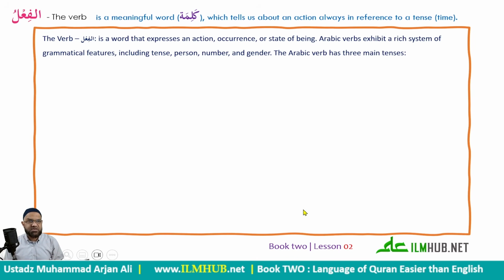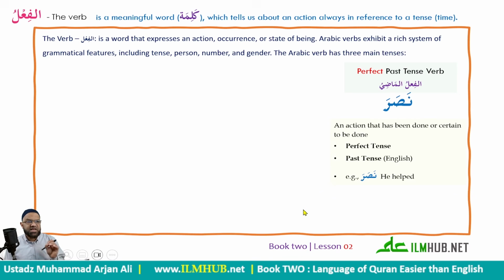So the three main tenses in Arabic are, firstly, al-Madi or al-fi'l al-Madi, the perfect tense verb. I'm going to translate it as perfect tense because even though it is very similar to the English past tense, it has some other connotation in it. So nasara means he helped. The translation in the past tense, actions already been done.